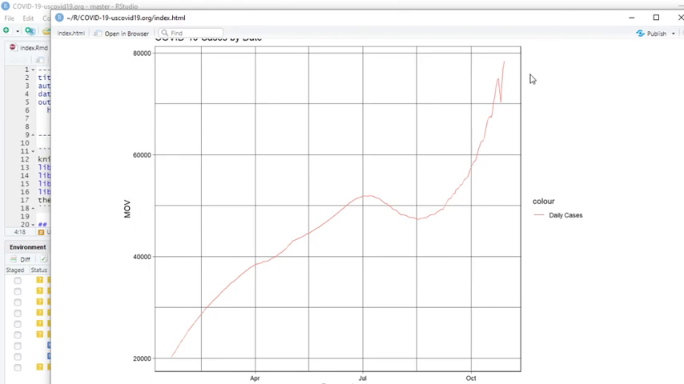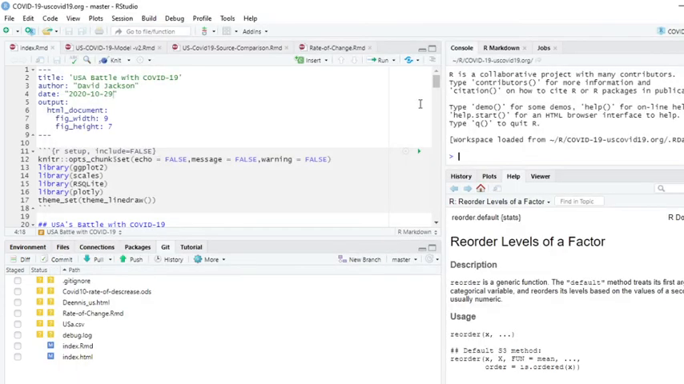So anyway, the good news is deaths continue to remain very low for the country, for the U.S. Even as deaths continue to climb, deaths are still remaining very low. So that takes care of the report for today.